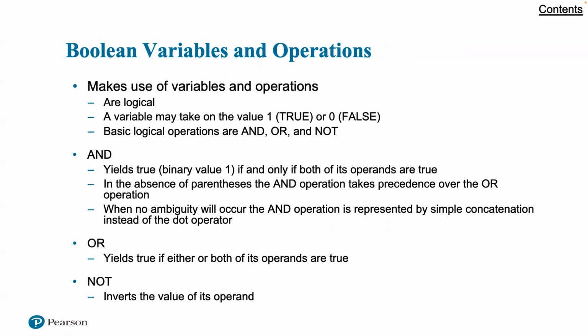So keep that in mind, hopefully over a period of time, you'll get familiar with this notation. The operation AND yields true, that is binary value 1, if and only if both of its operands are true, both of its inputs. The operator OR yields true if either or both of its operands or inputs are true. The unary operation NOT inverts the value of its operand, of its input.